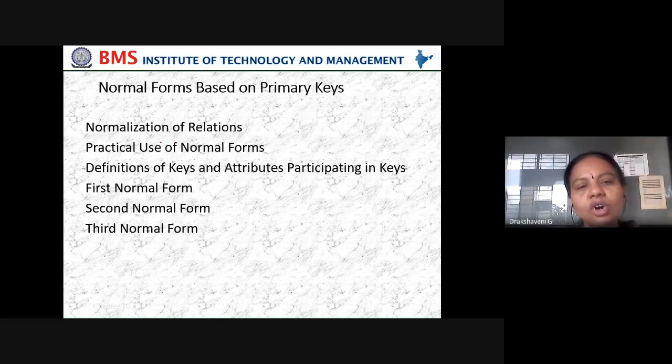So first is normalization of a relation, and what is its practical use? Why do we require normal forms? Then the definition of keys and attributes participating in keys.